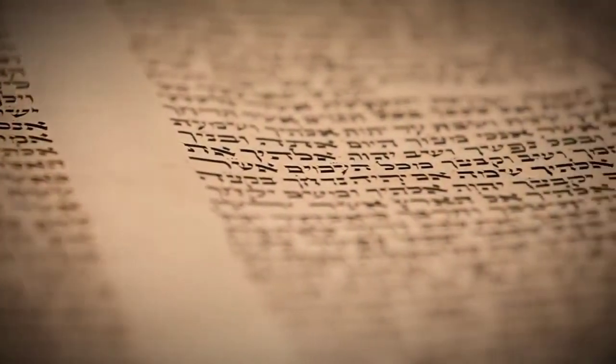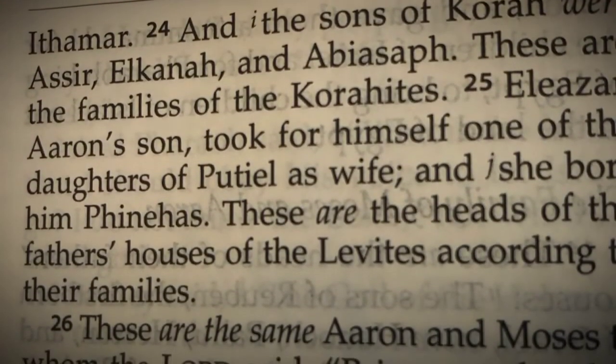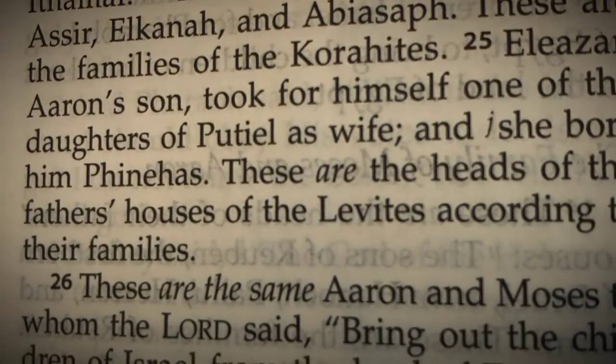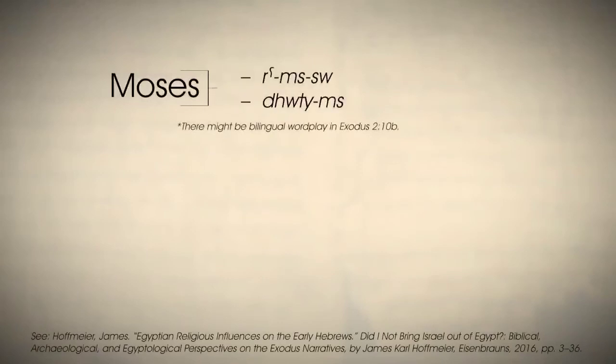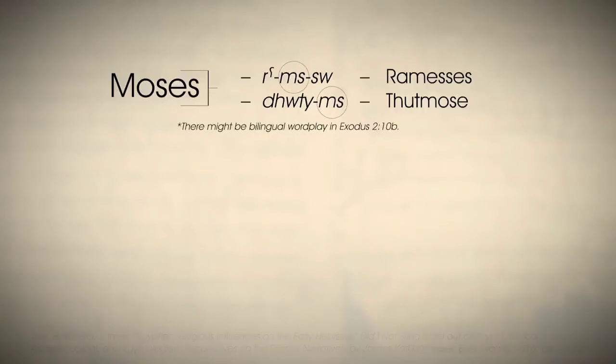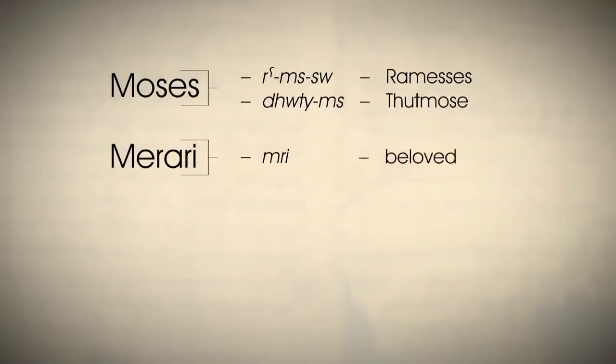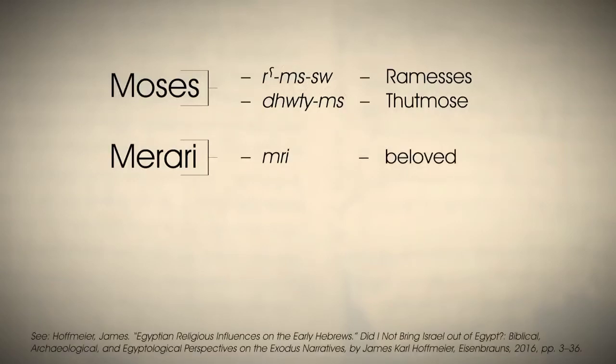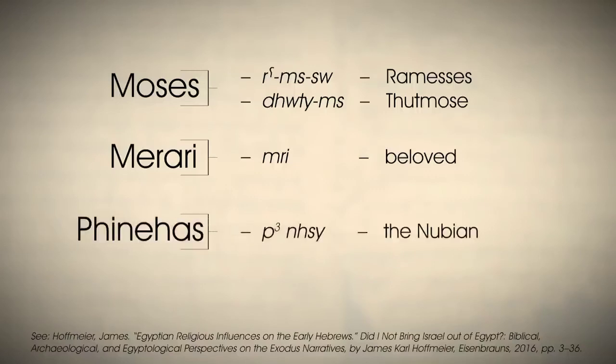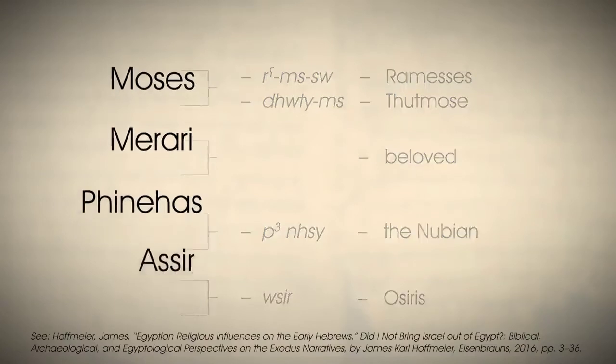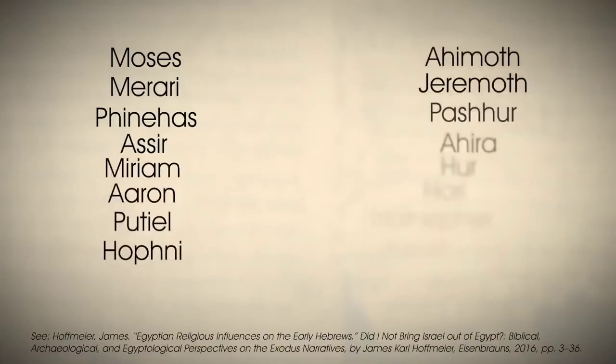James Hoffmeyer notes many of the personal names of the Pentateuch reflect the same time period of Egypt and likely have Egyptian roots. The name Moses is most likely a Hebraized version of the Egyptian name that could have come from the structure that shows up in names like Tutmos and Ramesses. Merari, son of Levi, is only attested among the Hebrews in the Semitic world, but was a common Egyptian name of the Middle Kingdom. Phineas is also most likely an Egyptian name that means Nubian. The name Asir might derive from the god Osiris. And we can identify several other names that likely have Egyptian roots.